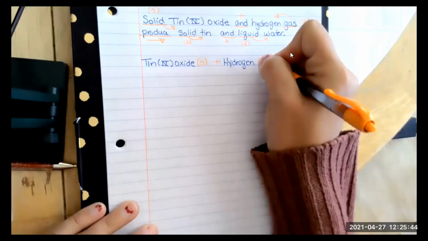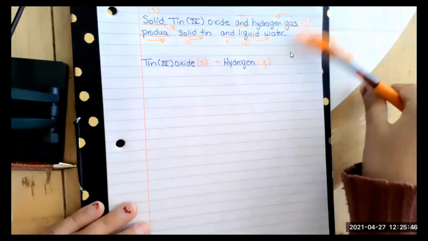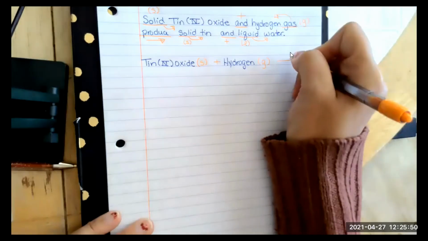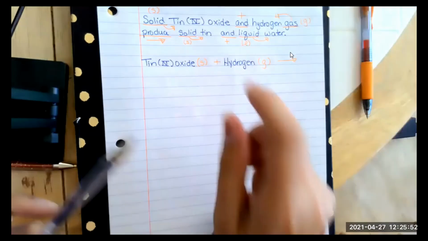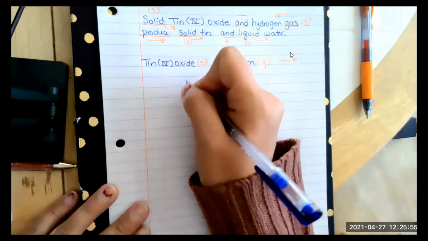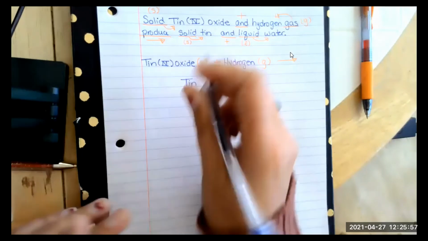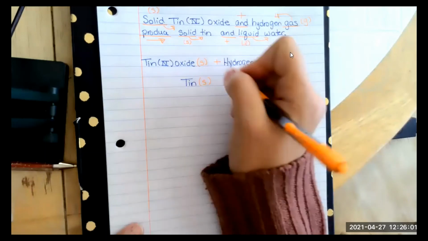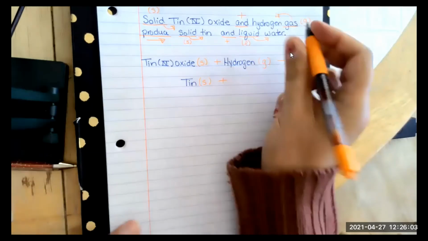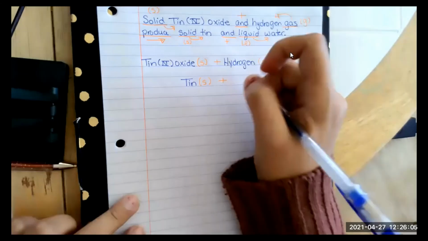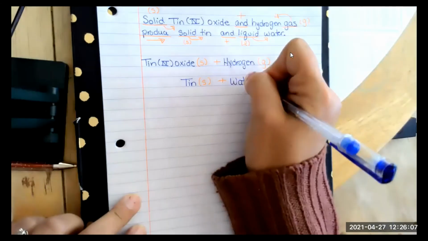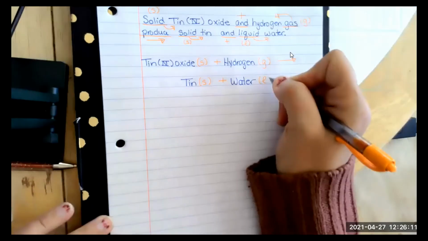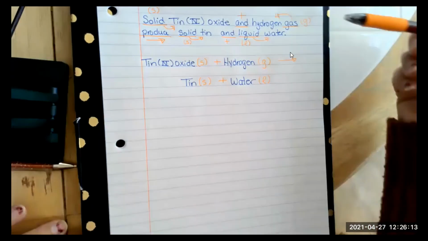Produces an arrow. Solid tin, so that's tin. Solid, and is a plus. Liquid water, so that's water. And then an L after it. And that's how you go from word to written.